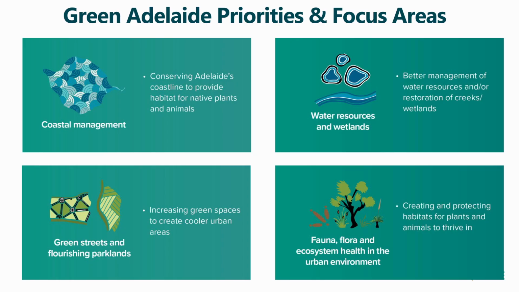Now, one of the most important parts of your application is the Green Adelaide priorities and focus areas. Green Adelaide has a number of priorities that are legislated in our regional landscape plan, and for the Grassroots Grant program, we're looking at 4 of those priorities. Your task is to select one of these priorities that your project is going to contribute to. Your application will be assessed on how well it aligns with that priority that you have selected. Now, your project may contribute to more than one priority, which is fine. However, you will have to pick which of those it most closely aligns to.